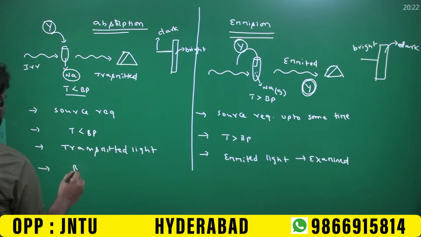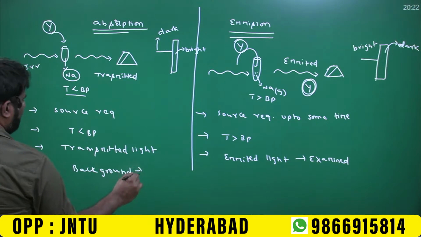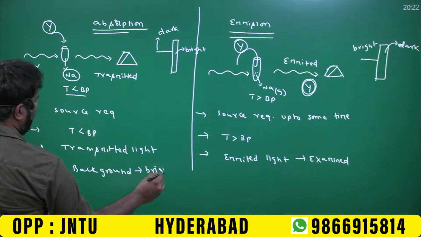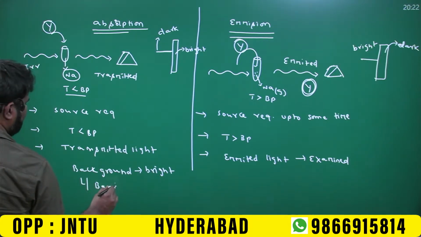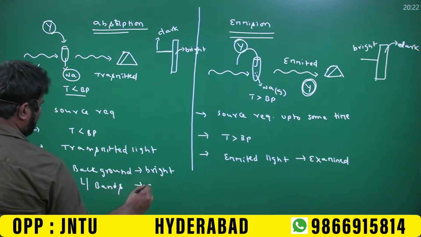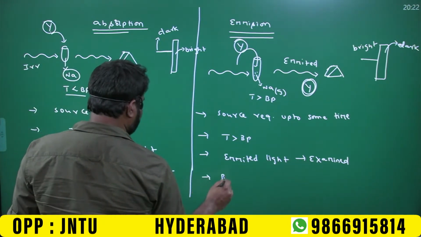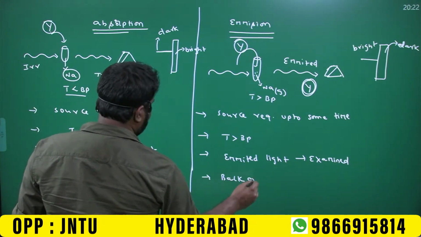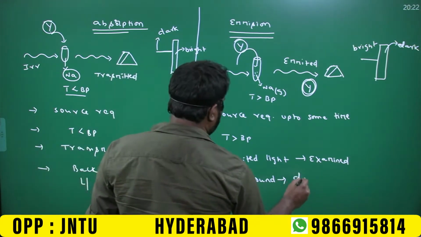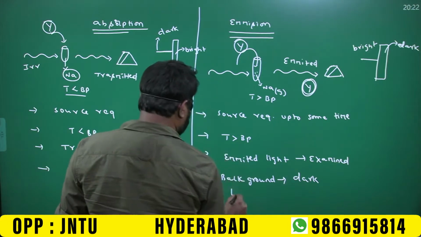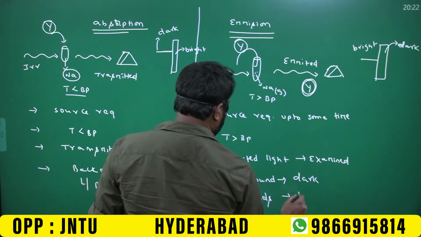The background is ఎలా ఉంది? Bright. Lines or bands are dark. Quite opposite దీనికి. Background dark, lines or bands bright.